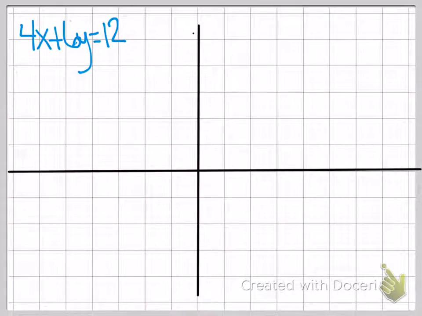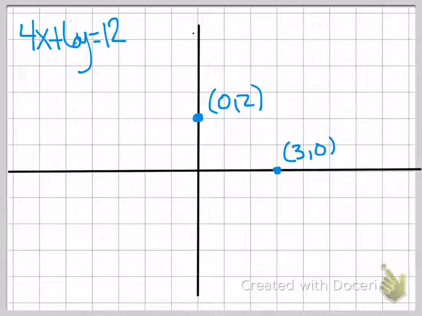So, graph. Easiest way to graph when it looks like this is to find the intercepts. So if you want to do cover up, I can deal with cover up. I'm going to cover up the x. Y equals 2. Then I'm going to turn and cover up the y. Done.